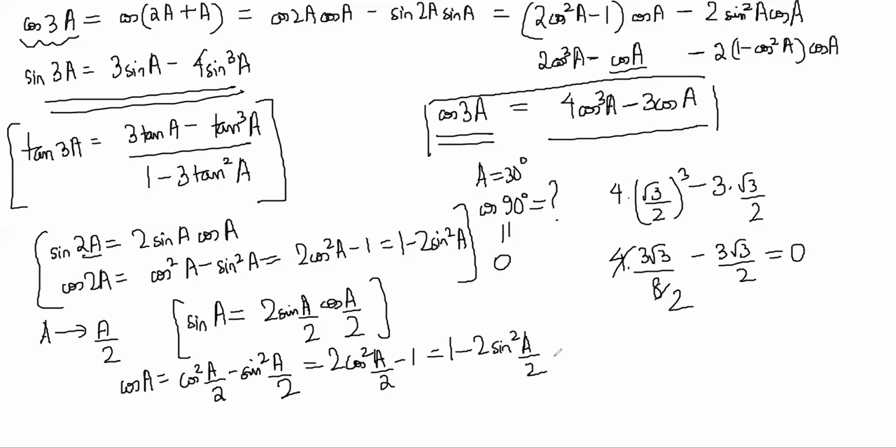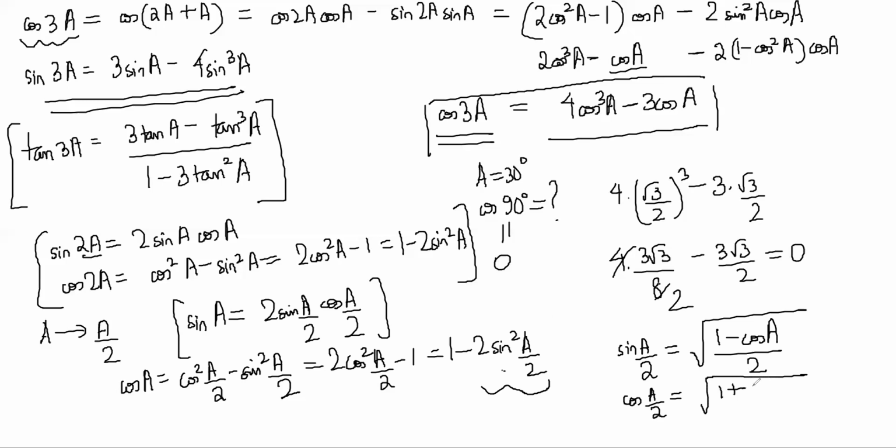So now you can always write sin A by 2 is equal to root of (1 minus cos A) by 2. Does it make sense? Because you can use this: 2 sin square A by 2 goes this side, it becomes 1 minus cos A is equal to 2 sin square A by 2. So sin square A by 2 is equal to (1 minus cos A) by 2, and sin A by 2 will be root of that, right? And similarly, cos A by 2 will be equal to root of (1 plus cos A) by 2, right? Correct.